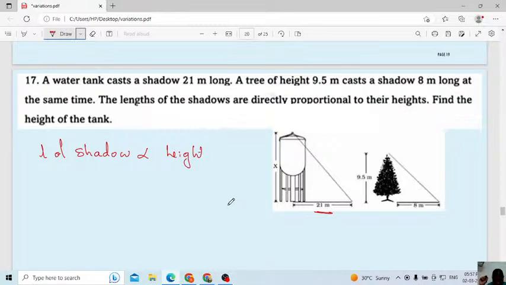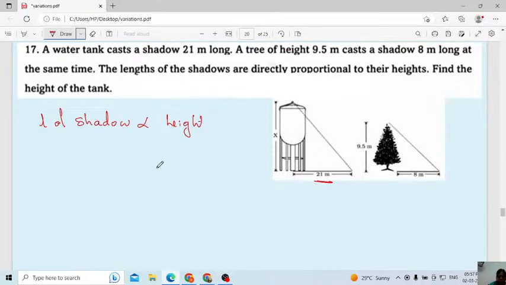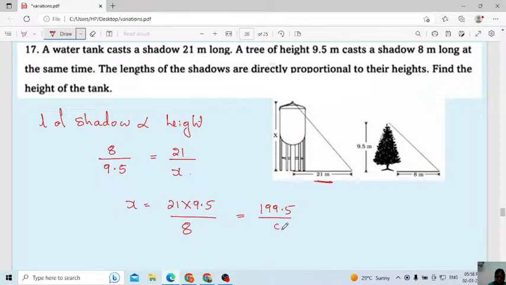Yes, the point is there, Lakshmi. Maybe somewhere you missed the point. See here, they have given the relation 9.5, otherwise you can consider 8 divided by 9.5. This will be equal to 21 divided by, consider any unknown variable. Here they have given x, consider x only. Then x will be equal to 21 into 9.5 divided by 8. Then multiply here, you will get 199.5 divided by 8. This value is 24.9 meters.